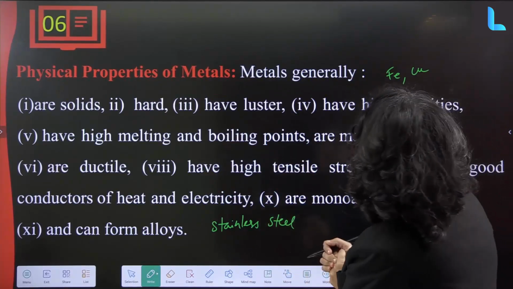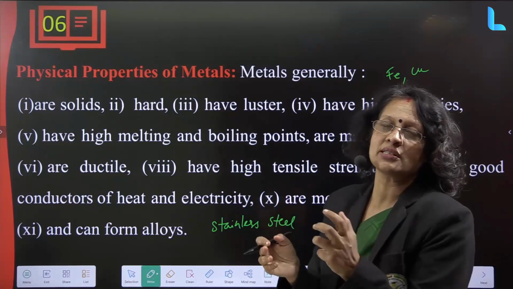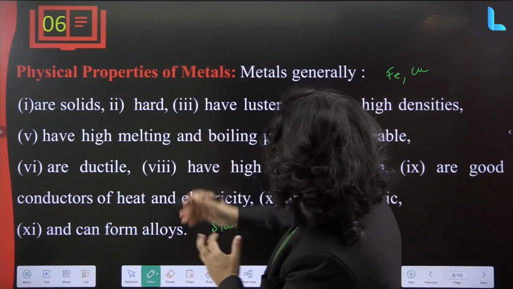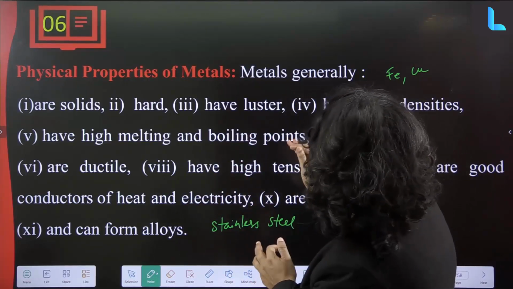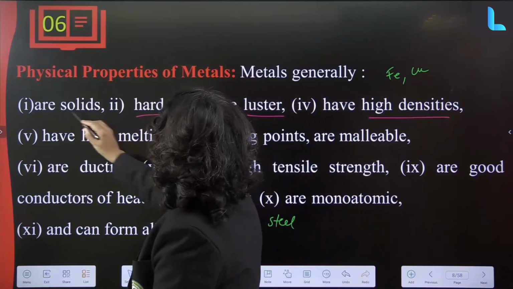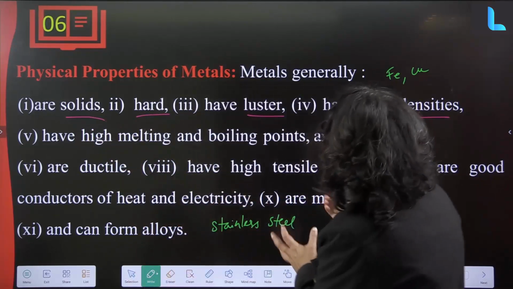Now, physical properties of metals. What are the metals? Mainly utilized metals are iron, copper, aluminium. They are solids by nature, they are hard, they have luster, and they have high densities. So these are the main characteristics. Then they have high melting points.